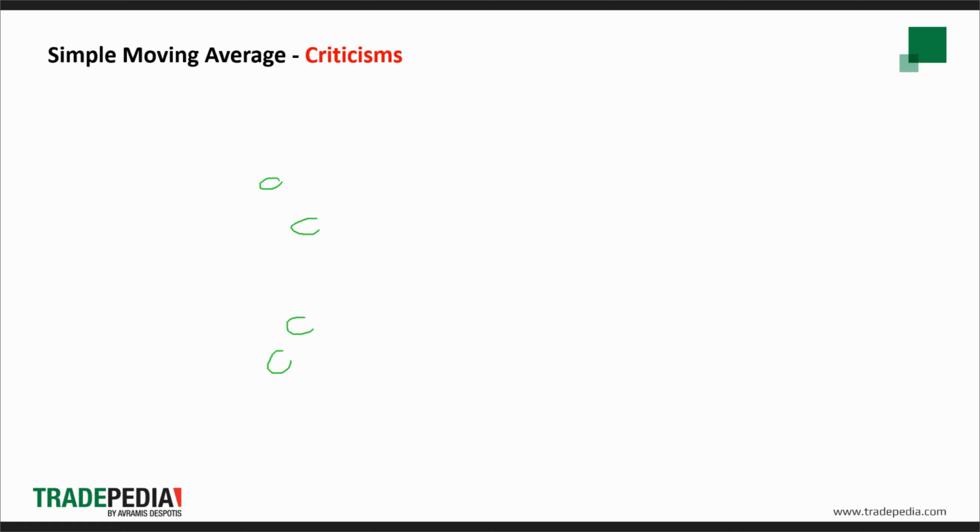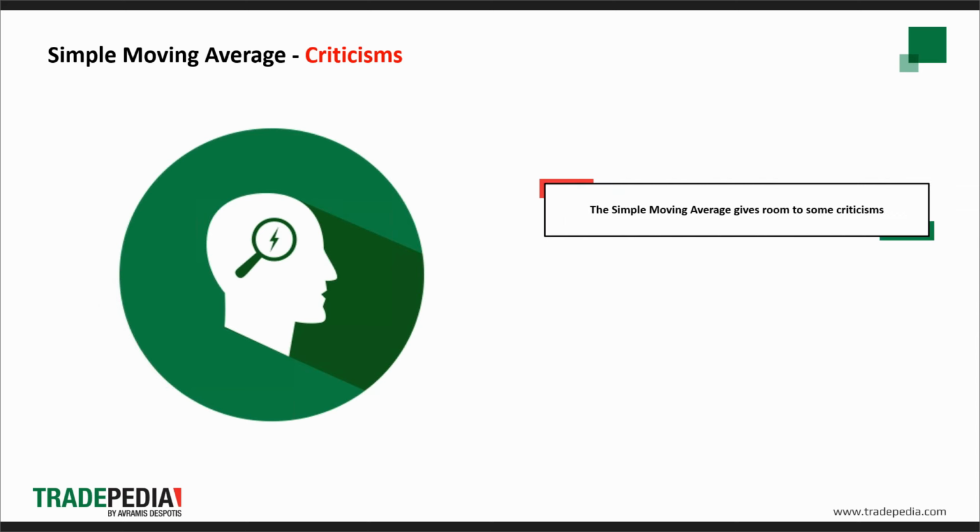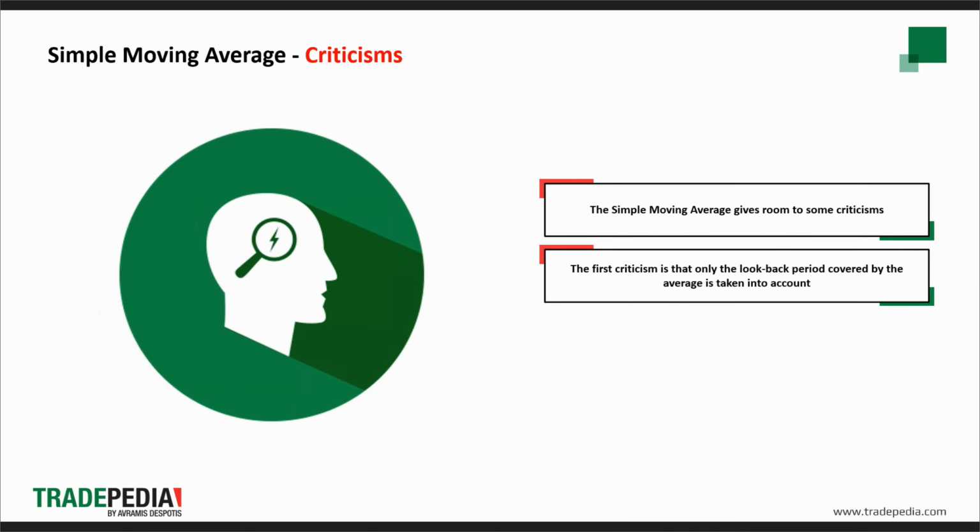But of course, let me just remove all this. There are some criticisms of the simple moving average, which is what we have been going through thus far. The first criticism is that only the look back period covered by the average is taken into account. What does that mean? Say for example you use a 10-day moving average, you only look at the price from the past 10 days to plot that average in today's period. So what about the prices before that period that you are looking back at?